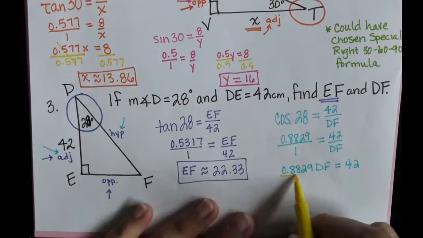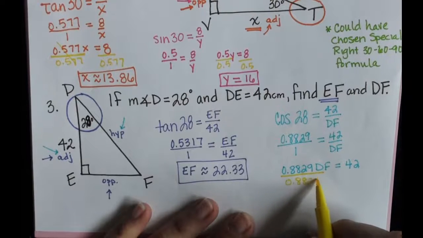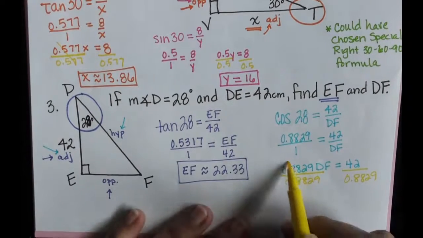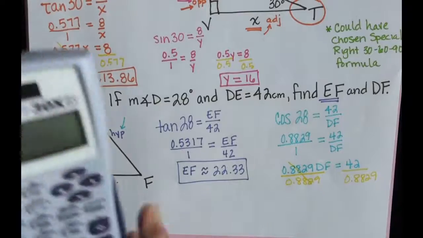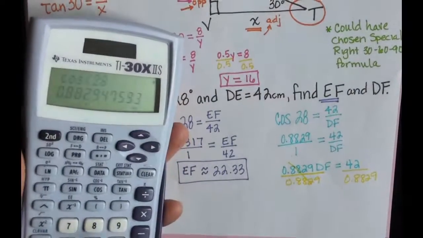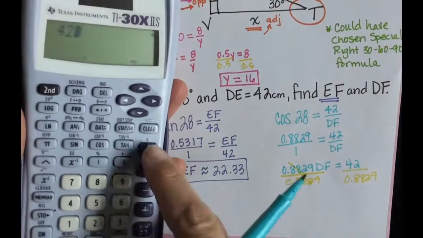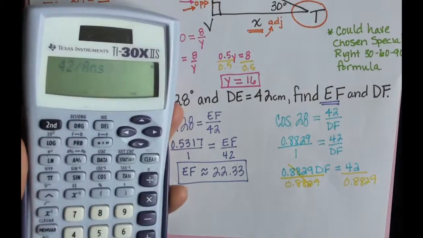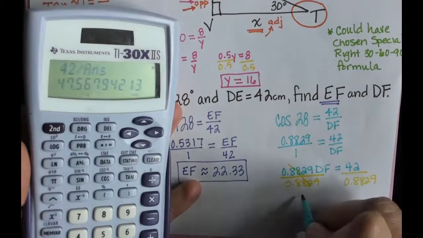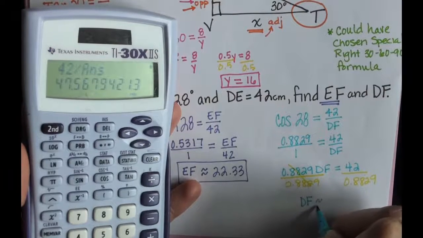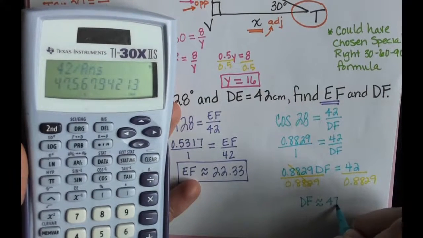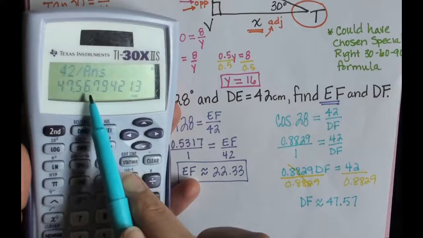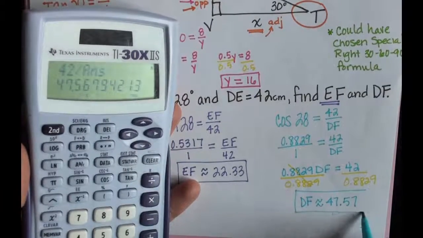We need to get DF by itself, so we're going to divide away that decimal. And again, to help myself, I'm going to take 42, divide, and then use second and that answer button so that it cuts and pastes everything in. And we end up with DF is about 47.57, because again, 5 or higher rounds that up. We're done.